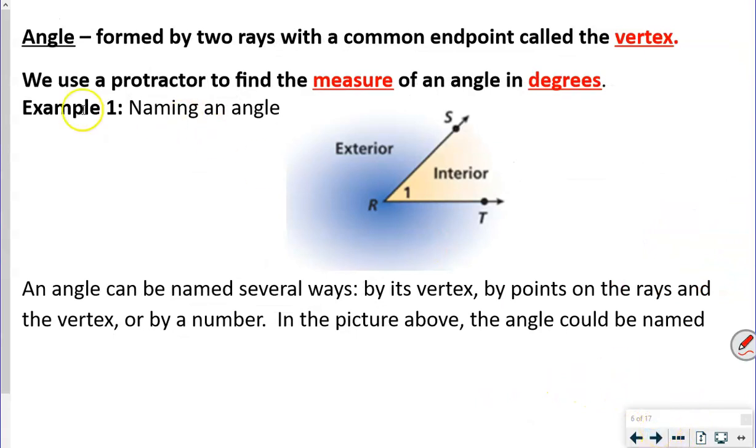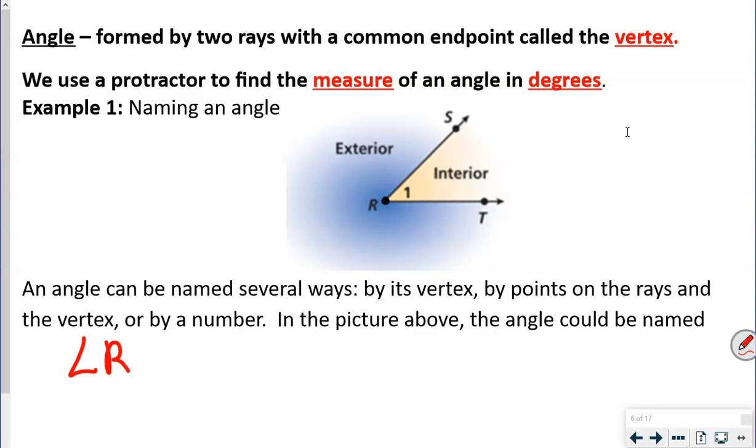So, again, an angle is formed by two rays with a common endpoint called the vertex. So our vertex down here is this R right there, okay? We can use a protractor to find the measure of an angle in degrees. And when we name an angle, we can name it several ways, okay? So we're going to talk about that. By its vertex, which would mean that this is angle R, right? Because that's what the vertex was.